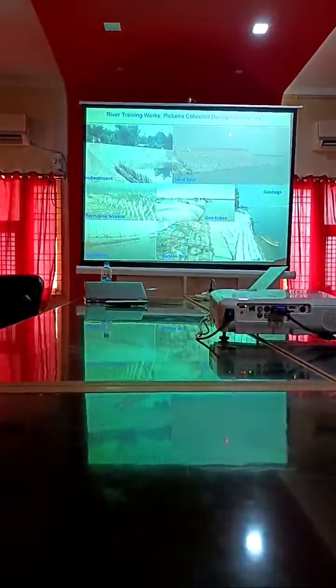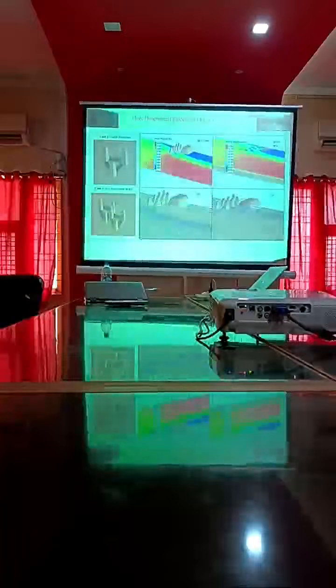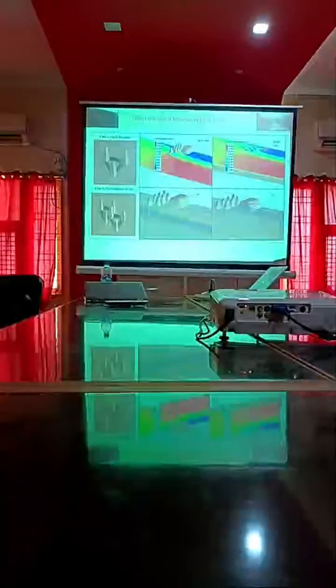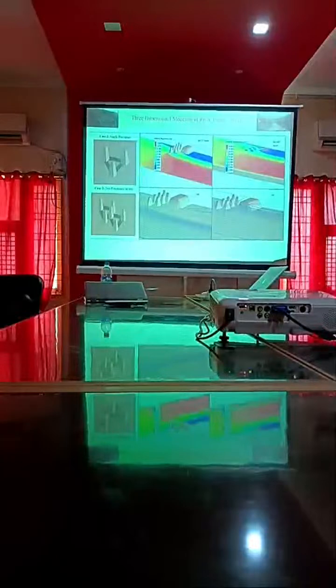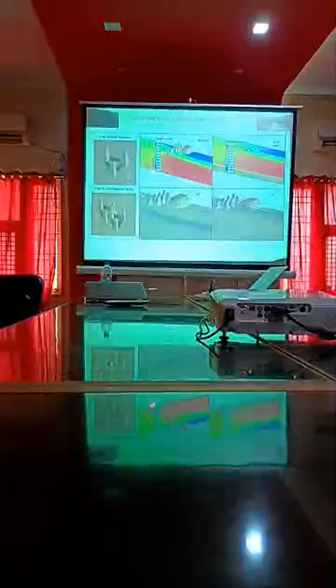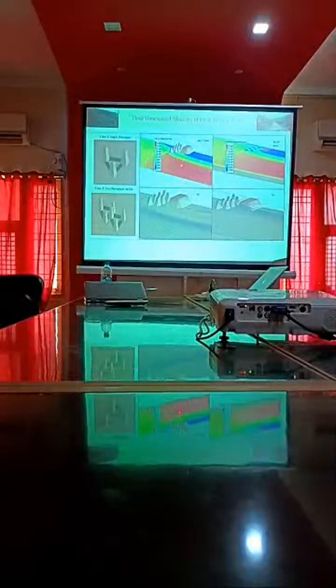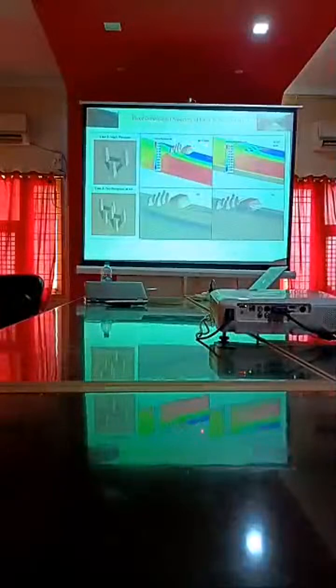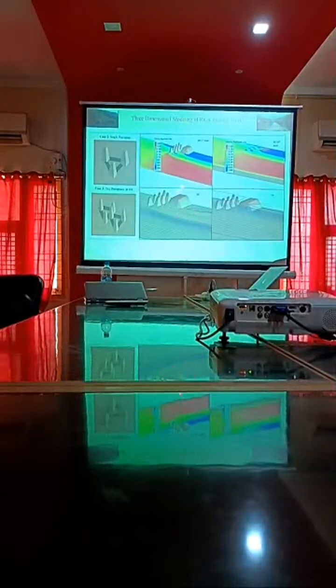So you need it, right? So what I do is some modeling studies. Instead of implementing the river training work inside the field, first I put these structures in a modeling platform and study how the hydraulic performance and the morphological response of these structures are going to be, and whether that response is positive or negative. I analyze that, and then I propose that particular structure in the field.